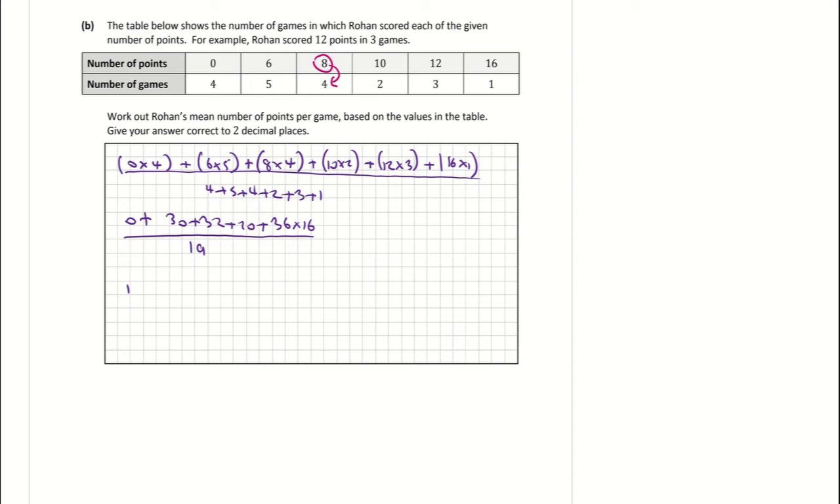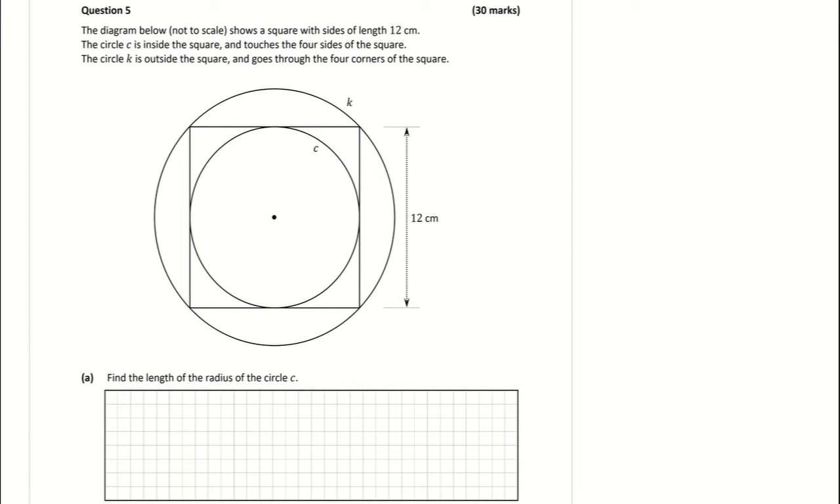The top line will add up to 134 over 19, and dividing 19 into 134 to 2 decimal points is 7.05 points per game.